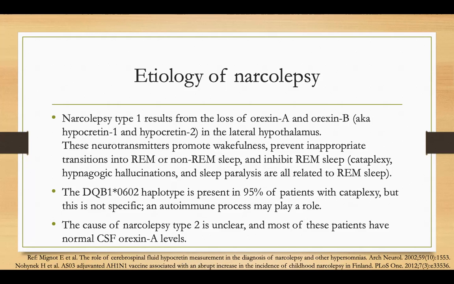The DQB1*0602 haplotype is present in 95% of patients with cataplexy, but this is not specific. It can be seen in healthy people too. Researchers suggest that an autoimmune process may play a role. For example, there was an increased incidence of narcolepsy in children who received H1N1 vaccines in Finland.